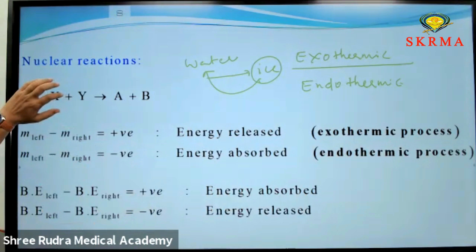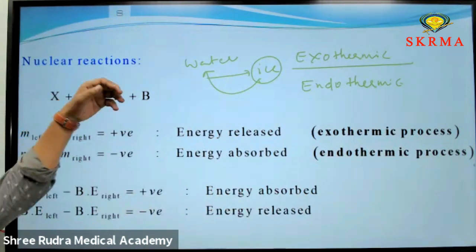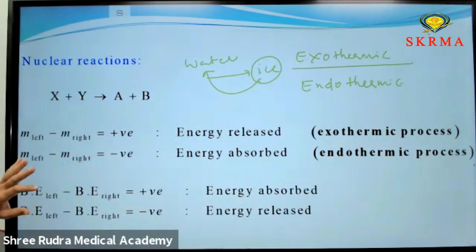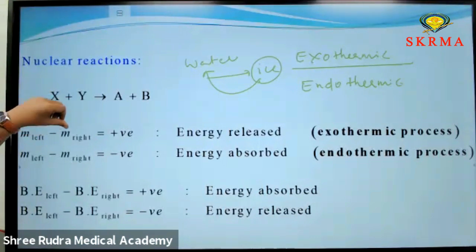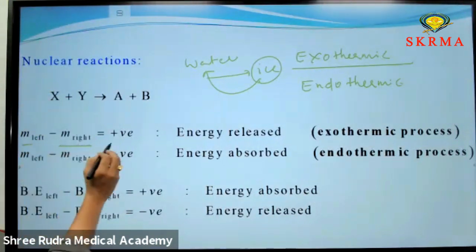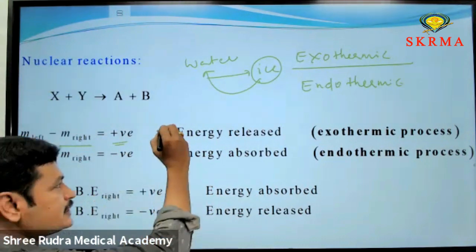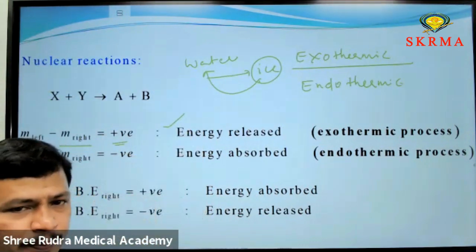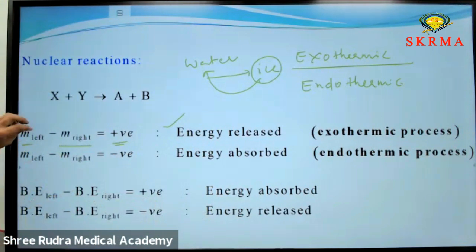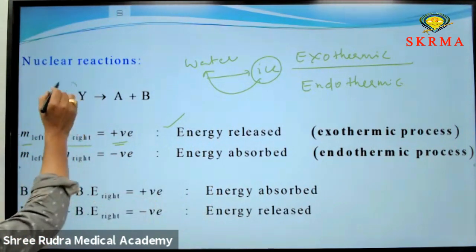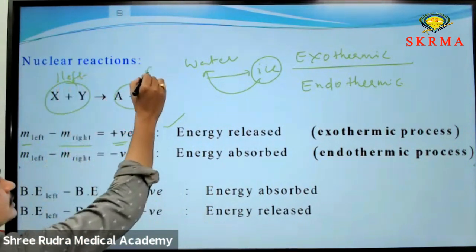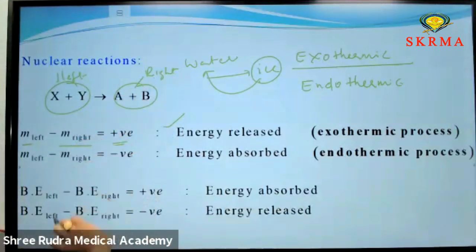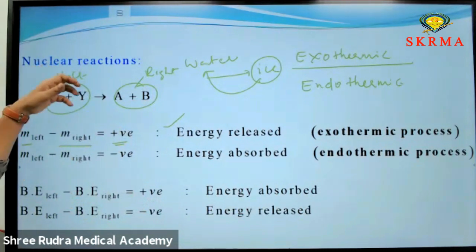Here also, we are taking one example. Some X plus Y reactants gives us A plus B products. In this case, the total mass of reactants minus the total mass of products. If it is positive, in such a case, energy is released. Why? Because M left minus M right, M left is completely left side of the equation and M right is right side of equation. If it is positive, nothing but the left side of equation contains more mass.